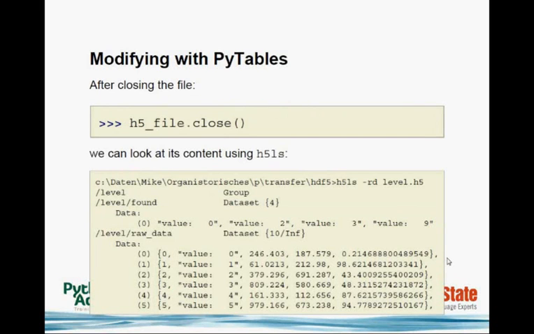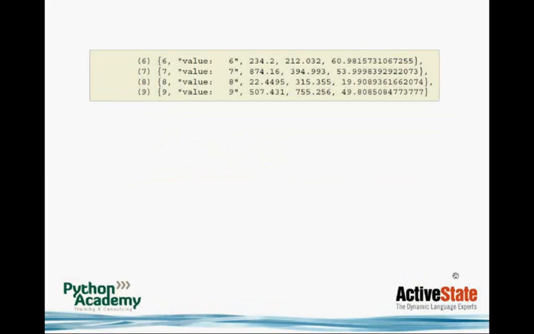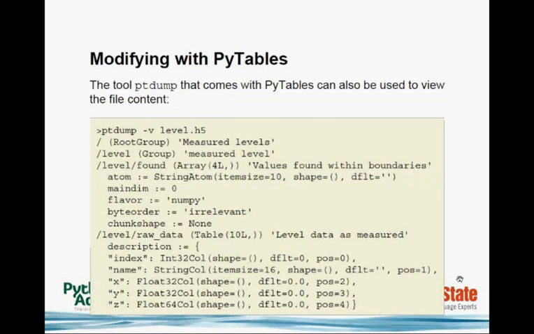So now we have stored it inside. Then we can close it and we can look at it again, and you will see that in addition to the raw data table, we have the found array. Tells you it's an array there, data set 4, and then gives you back the found data there. Next slide, please. Yeah, no, next. That's just the rest of this output.